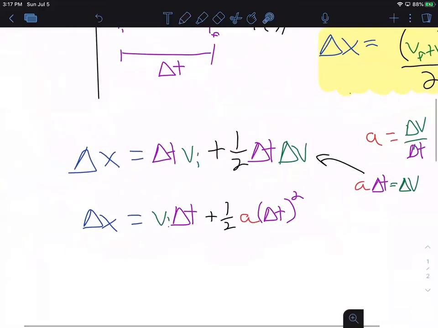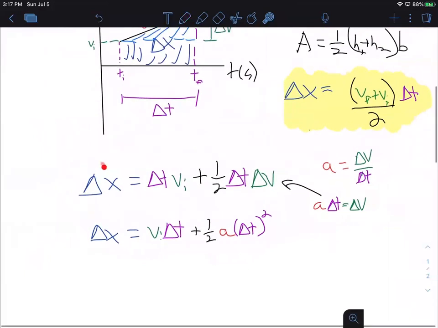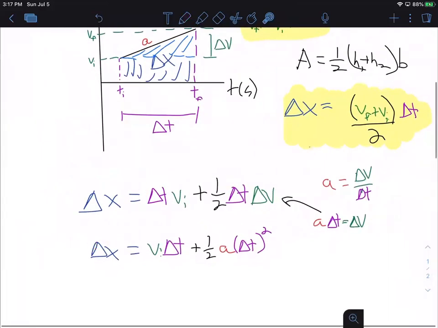So now I have an equation that relates the position, change in position, that is, sorry, the displacement, I should say, with the initial velocity of the time and the acceleration. So this might be more useful in a case where I know the acceleration, but I don't know the final velocity.